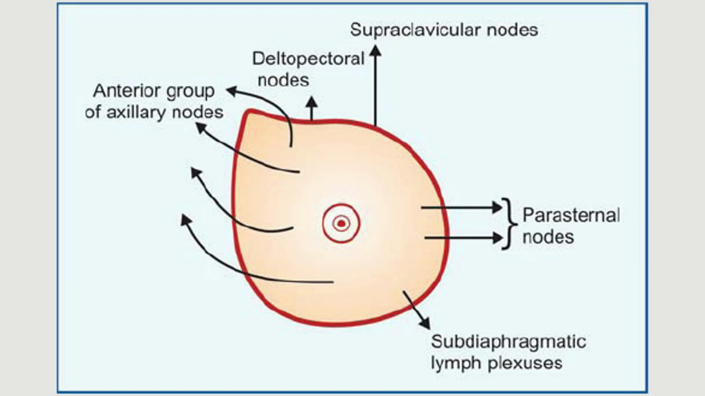The lymph from the anterior, the posterior, and the lateral group drain to the central group, and from there to the apical group of lymph nodes, and from apical it drains to the supraclavicular lymph nodes. From the inner or the medial quadrants, majority of the lymph drain into the internal mammary or the parasternal lymph nodes.